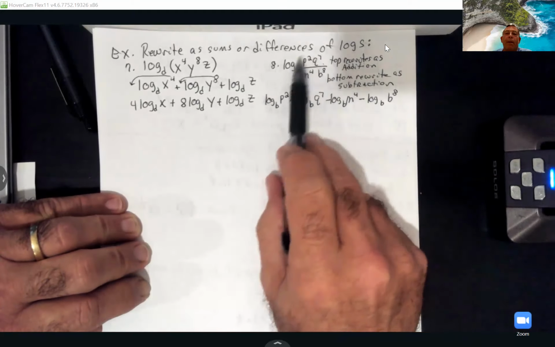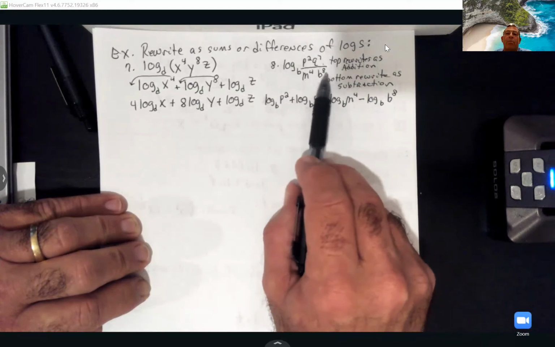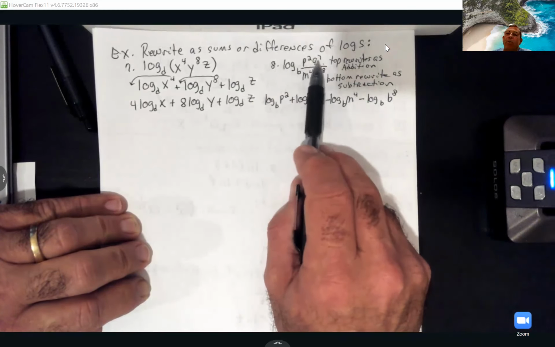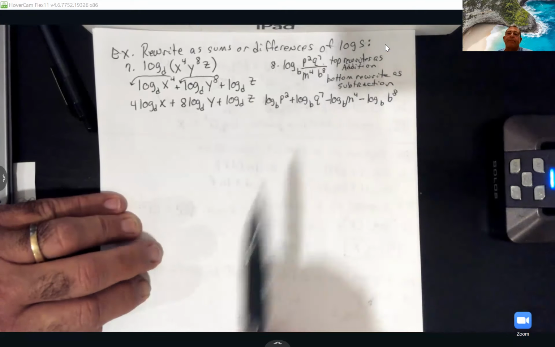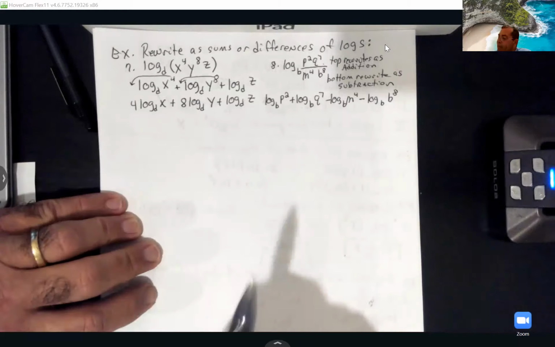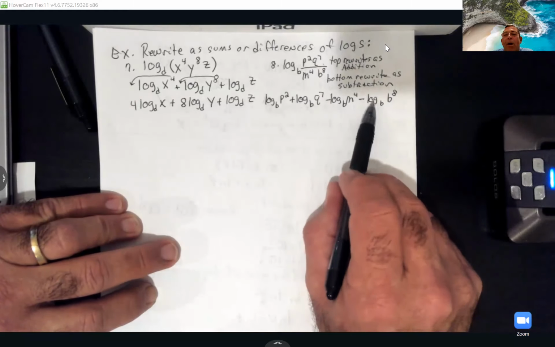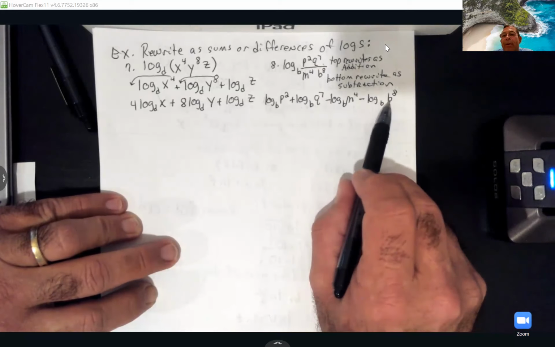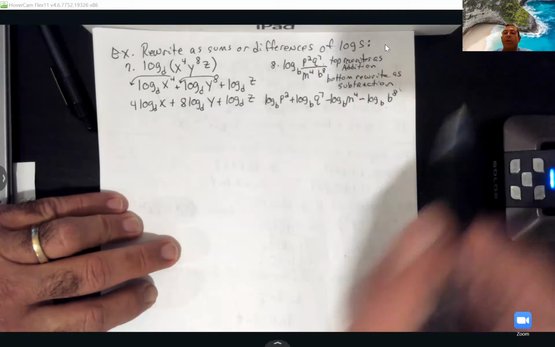Okay, y'all. Positive factors on top, negative factors on bottom. So we're really following the product rule and the quotient rule on this. So notice this last part of this. I got that log base b of b to the 8th. What is this part going to equal in the long run?